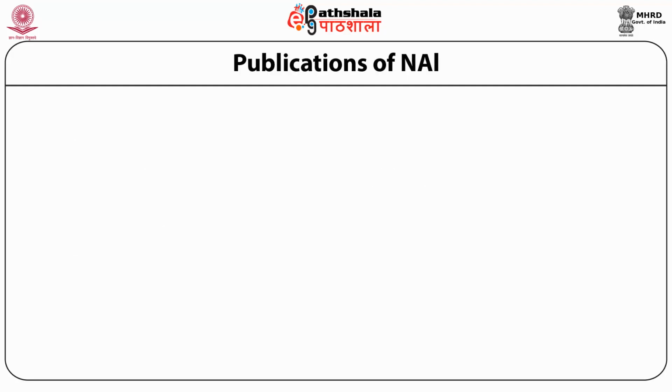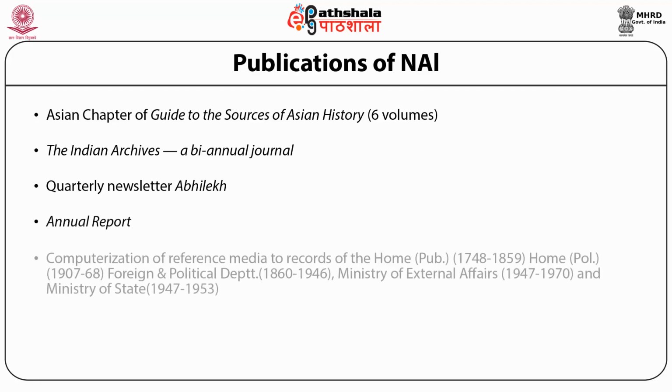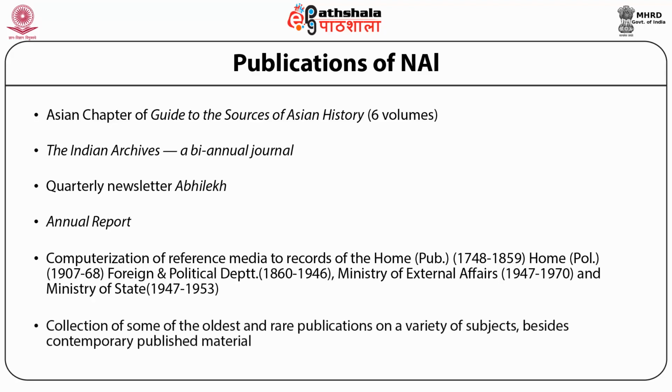Publications of NAI include Asian Chapter of Guide to the Sources of Asian History, 6 volumes, the Indian Archives, a biannual journal, quarterly newsletter, Abhilekh, annual report, computerization of reference media to records of the Home, published 1748 to 1859, Home Political 1907 to 68, Foreign and Political Department 1860 to 1946, Ministry of External Affairs 1947 to 70, and Ministry of State 1947 to 1953, and a collection of some of the oldest and rare publications on a variety of subjects besides contemporary published material.